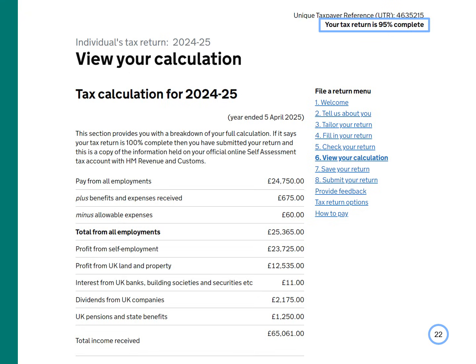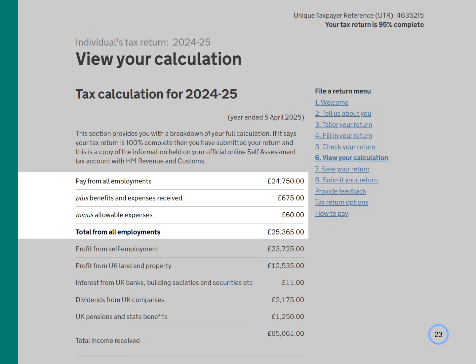The first section shows all the income you've told us about in your tax return and the total income received. I'll just point out the Pay from All Employment section. The first figure shown is the total gross payment from all your employments. So this is the amount before tax was taken off by your employer. We then add to this any taxable benefits and expenses you received from your employer. In this example, it's a £675 medical benefit the employer paid in the year. Any allowable job expenses you're claiming tax relief for are then taken off.